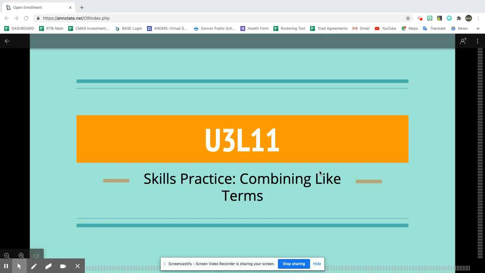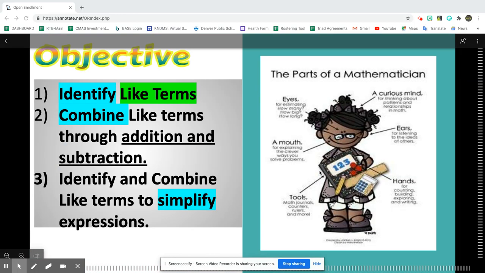So before we get started, let's talk about the objectives that we'll be doing today. There's really three things that we want to focus on to be successful, not only in the skills practice, but to be successful on what we did yesterday. The first thing we need to be able to do is to identify like terms. We need to understand what like terms are, what they look like, and how we can tell them apart. Because once we do that, that'll really be the foundation of how we become successful today. If we can identify like terms, that is going to help us with the rest of our work.